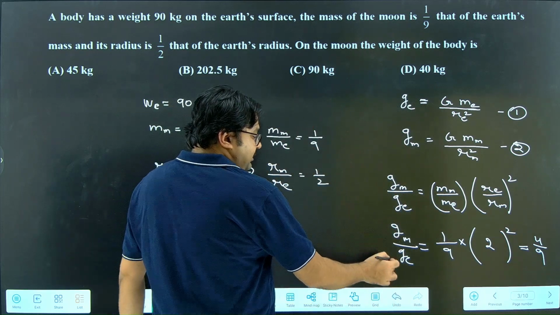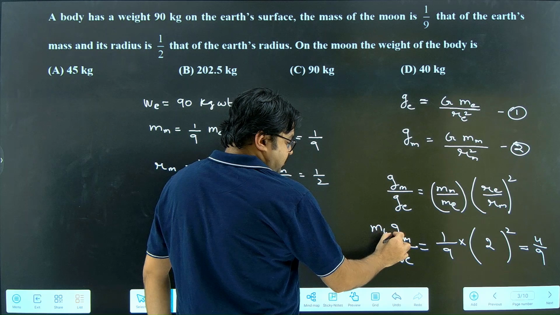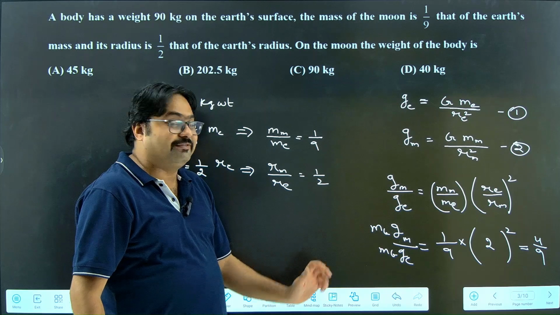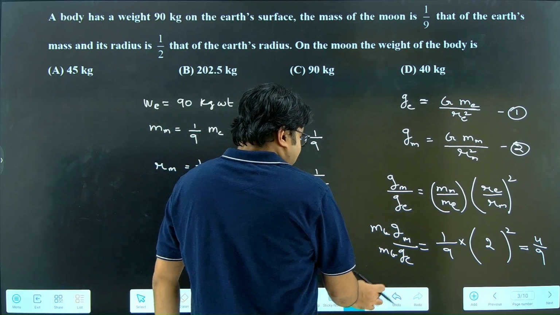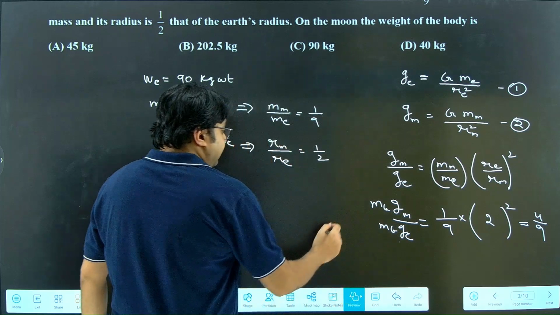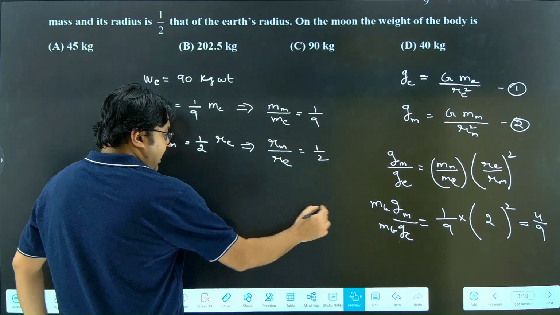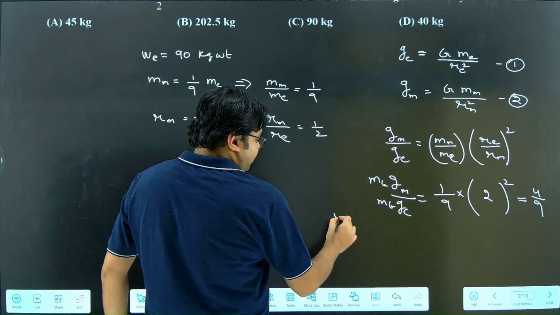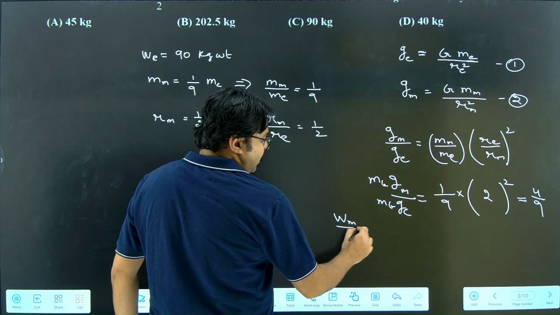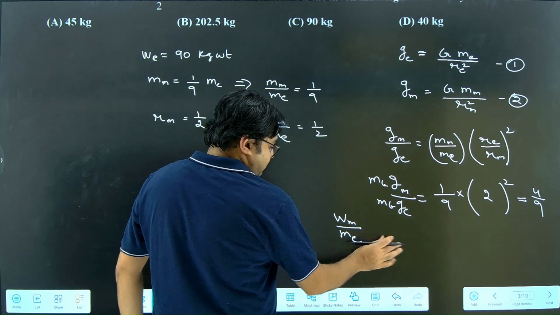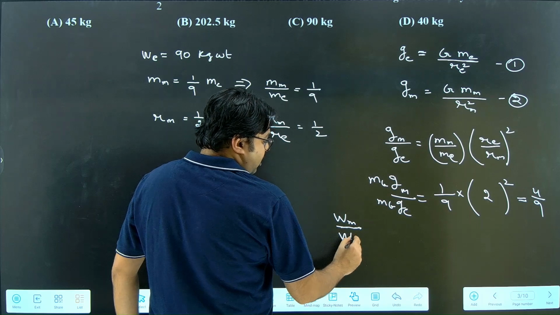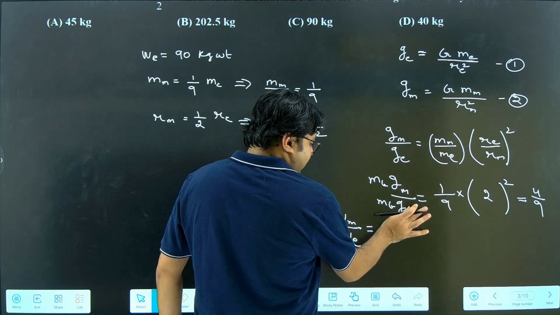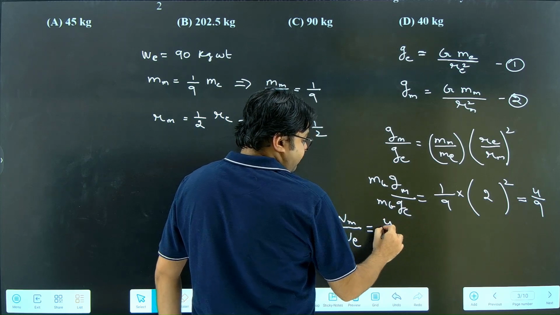If you just multiply and divide by mass of the body in this equation, nothing about the equation changes, but mass of the body into acceleration due to gravity gives you the weight of the body. Having shared that with you, now you can simply write this equation as the weight of the body on the moon divided by weight of the body on the earth would become equal to 4 divided by 9.